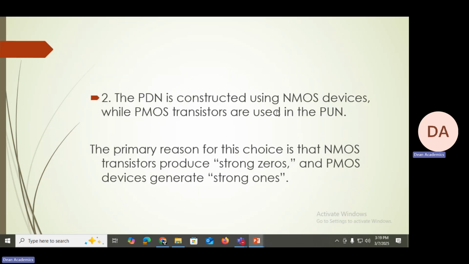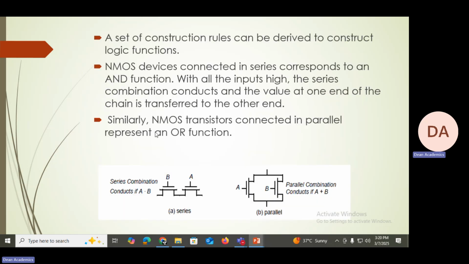Now the second point that we have to keep in mind is that the pull-down network is constructed using NMOS devices only, while PMOS transistors are used in the pull-up network. Already I have mentioned the pull-up network is designed with P transistors and the pull-down network is designed with N transistors. Why? What is the reason? The NMOS transistor produces strong zeros and the P transistor generates strong ones. Now let us see a set of rules to construct these logic functions.